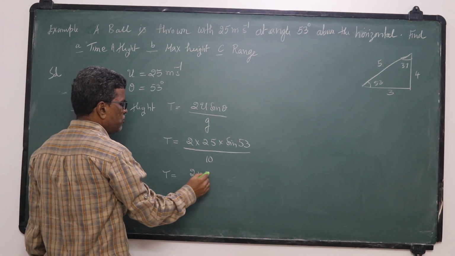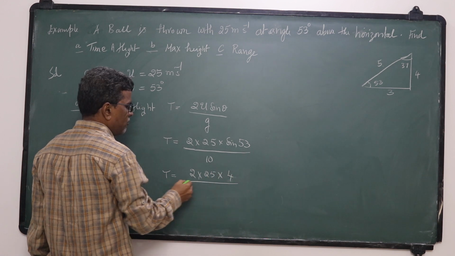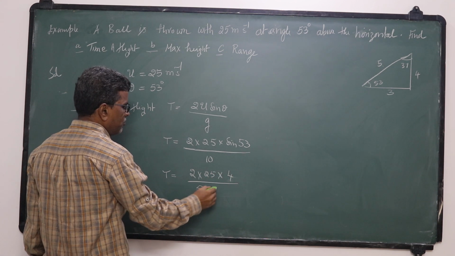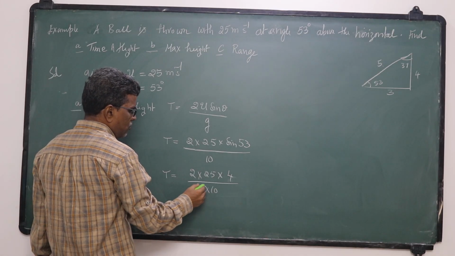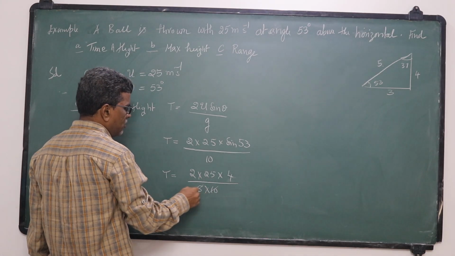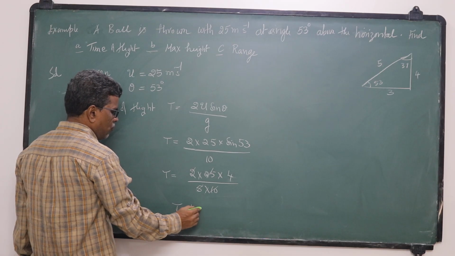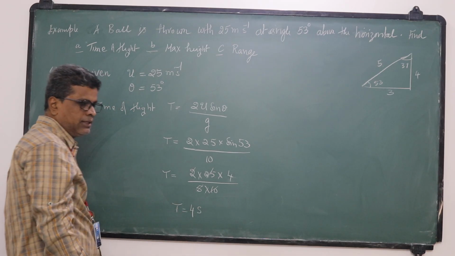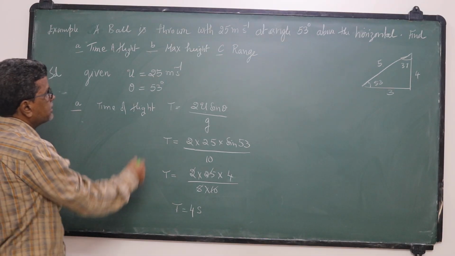That is 2 into 25 into 4 by 5 into 10. 5 into 10, 50, and 2 into 25, 50. So they get cancelled. You will get T is equal to 4 seconds. So the total time of journey of the projectile is 4 seconds.